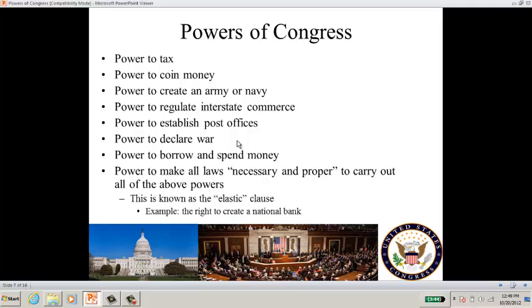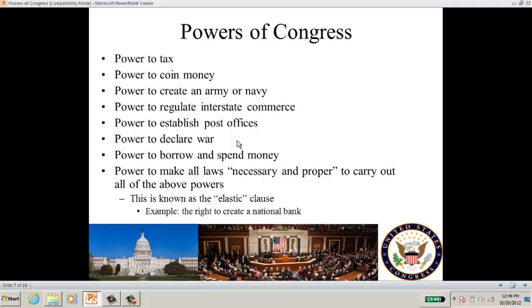An example of this would be the right of the national government to create a national bank. Now, if you look at this list of powers, you'll see, hey, national bank's not on there. Well, why can they do that? Why can they actually create a national bank? Because, logically, if Congress has the power to tax, to coin money, to spend money, to borrow money, it seems to make sense that a national bank is just an extension of those powers. So we'll go more in depth with that tomorrow, but this is a really, really important clause that you need to know about, especially in our second unit and going forward.